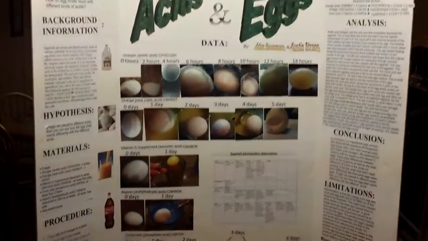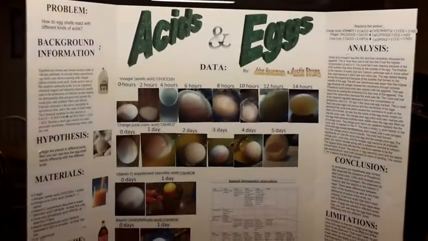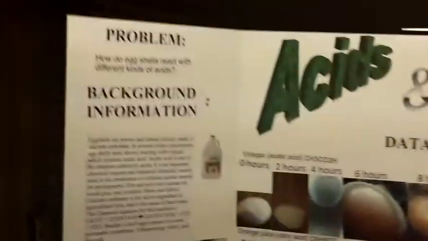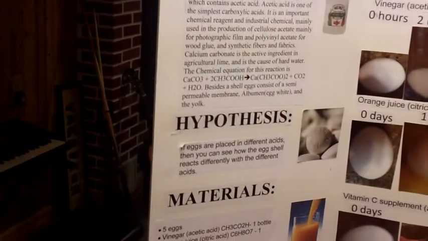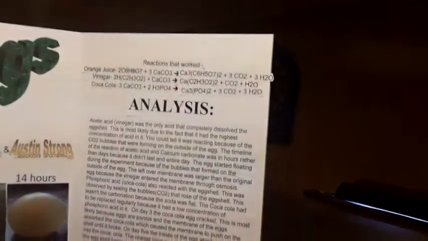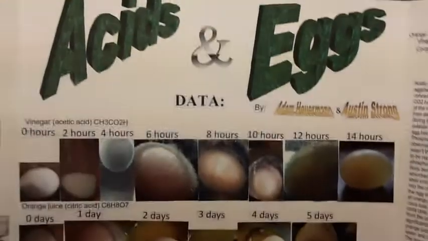Alright, this is our fourth quarter ISP poster titled Acids and Eggs. It just kind of flows from left to right with each part of our lab. Our data is in the middle with all the pictures of our results. Over here we have our analysis, conclusions and limitations, and resources down at the bottom. Over here are just some pictures of the acids that we used.